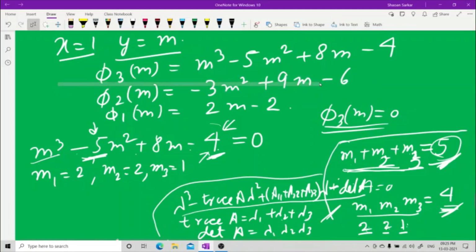One degree less will come in the numerator, and the derivative of this will come in the denominator. The derivative of this will come in the denominator.